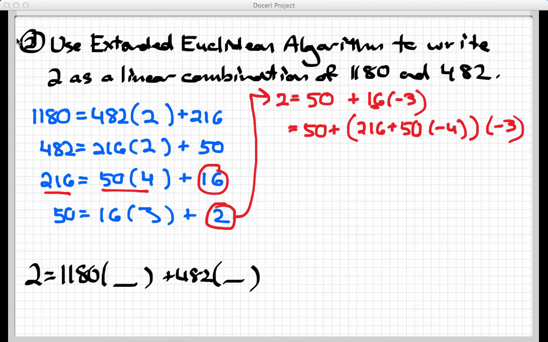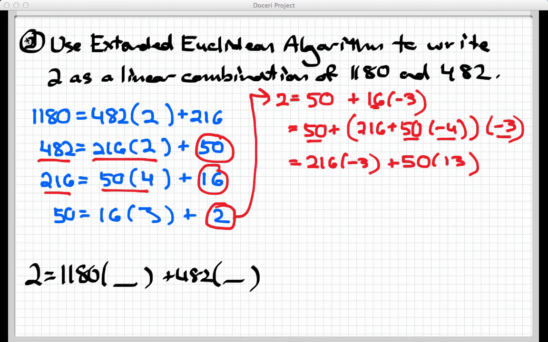Now let me distribute the 3 through, and notice what's going to happen here. I'm going to have 216 times negative 3, and then I'm going to have 50 times negative 4 times negative 3. That's 50 times 12, and I have another 50 hanging out over here. So in all, that becomes 50 times 13. And if you stop right here and just computed this right-hand side, you would see that it equals 2, and it's a useful check.